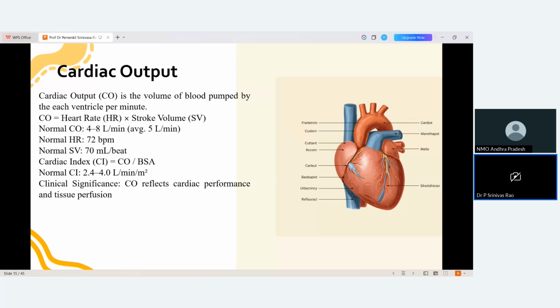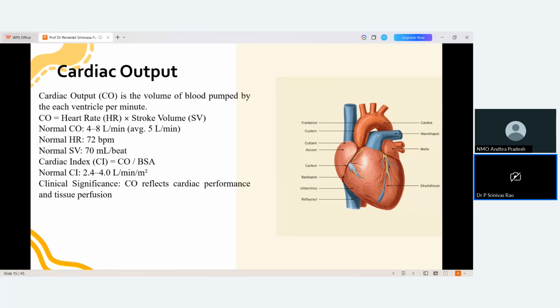You have to tell 60 to 100. This 72 beats per minute, how did you get it? Because we say that diastole is 0.5 and systole is 0.3. When you add that, it comes to 0.8. So per minute means 60 seconds. 60 by 0.8 is equal to 72. That's how you got that 72.